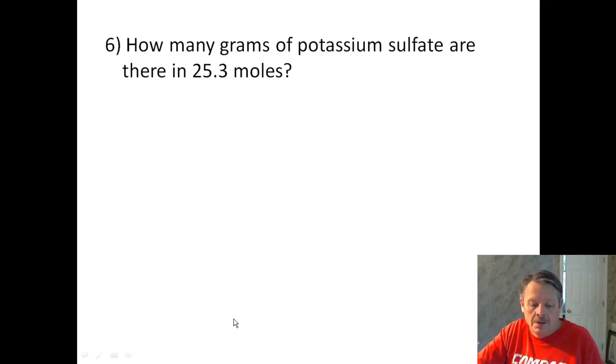Right. Number 6. How many grams of potassium sulfate are there in 25.3 moles? So again, I have to figure out what the formula is here. Potassium is K, sulfate is SO4, and potassium is a +1, and sulfate's a -2. So I cross them, so that means I need K2SO4.